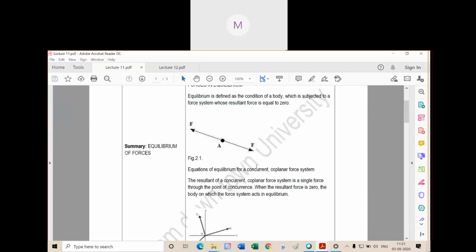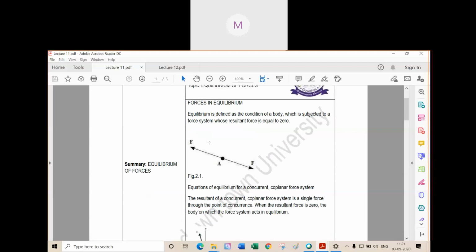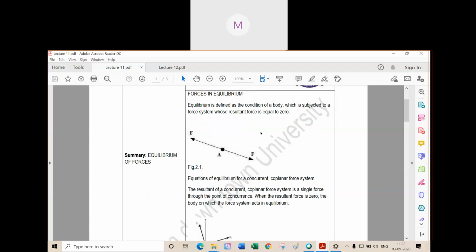Okay, let us start. So now we will start equilibrium of forces. So what is equilibrium? Equilibrium is defined as the condition of the body which is subjected to a force system whose resultant force is equal to zero. That means what?